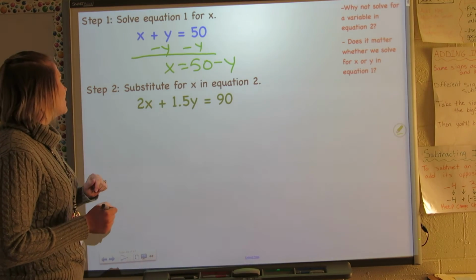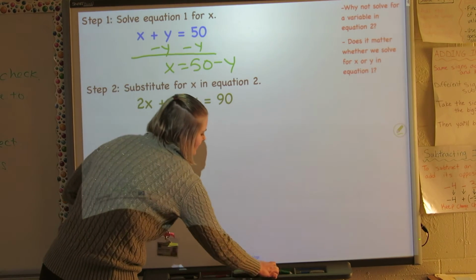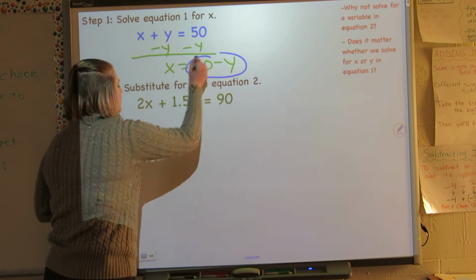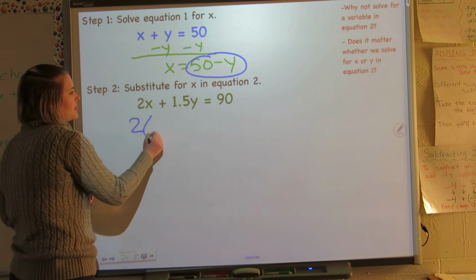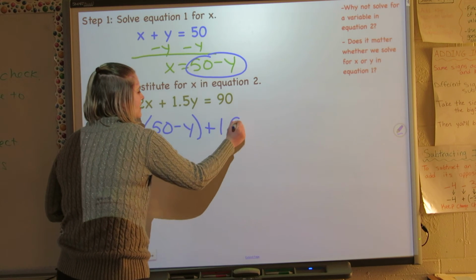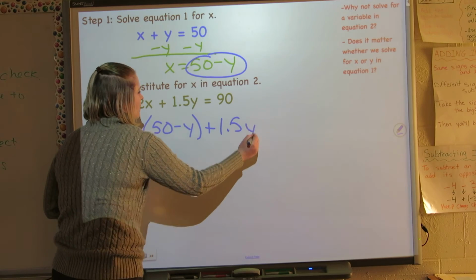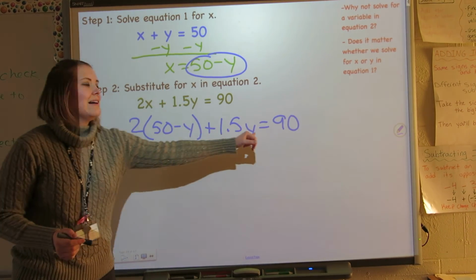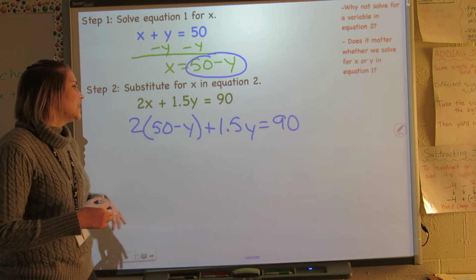So I'll go to my second equation and I'll replace x with this expression. So now I have 2 times (50 minus y) plus 1.5y equals 90. Now I only have one variable. I can go ahead and solve.